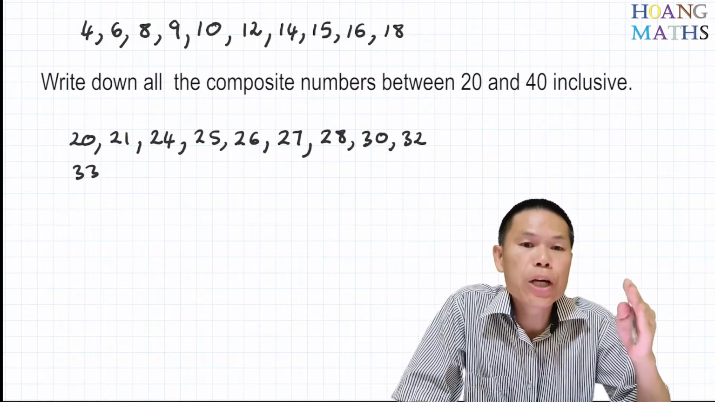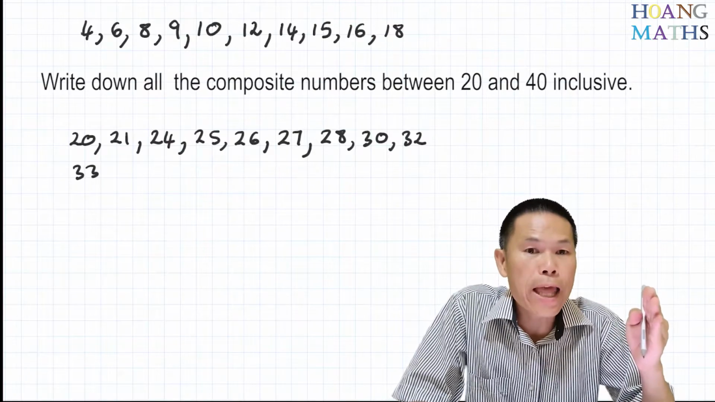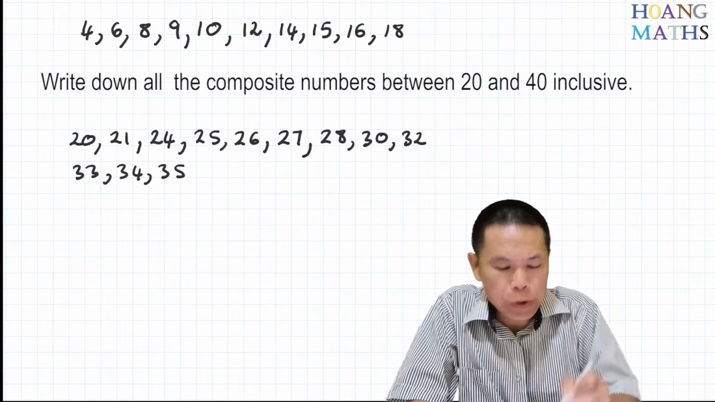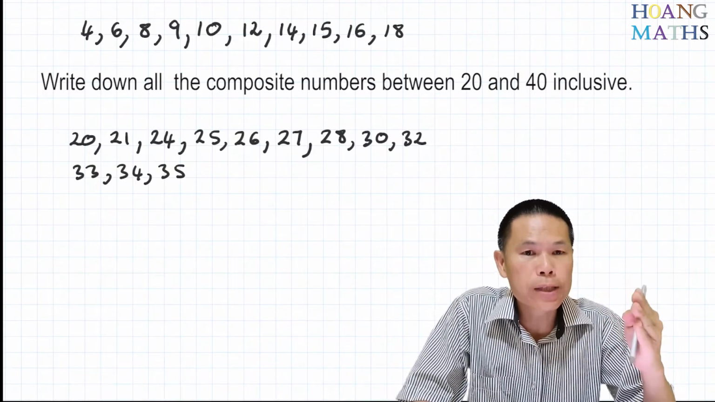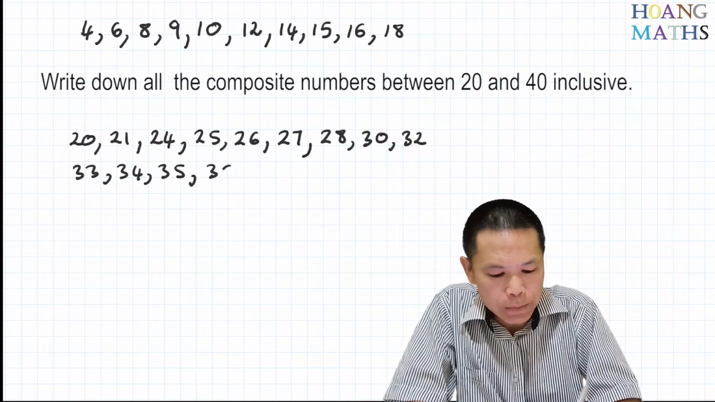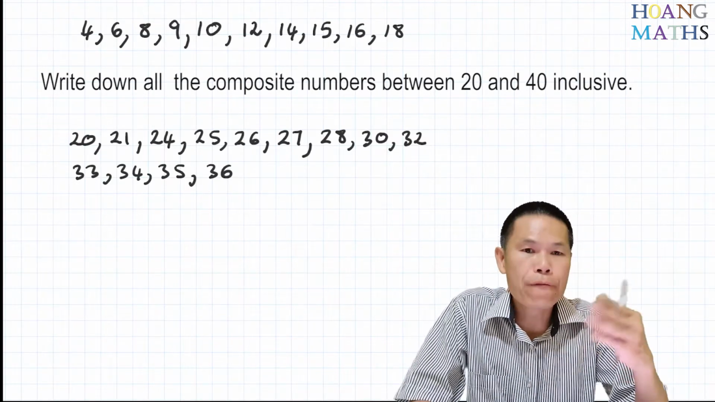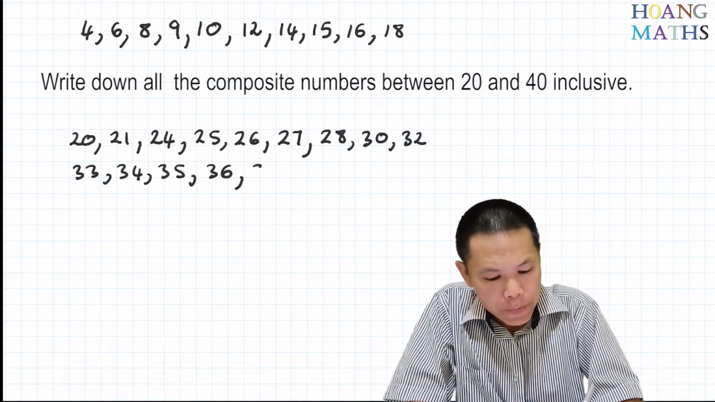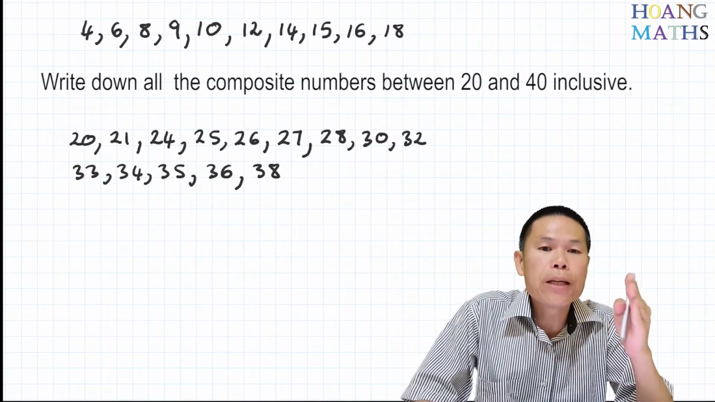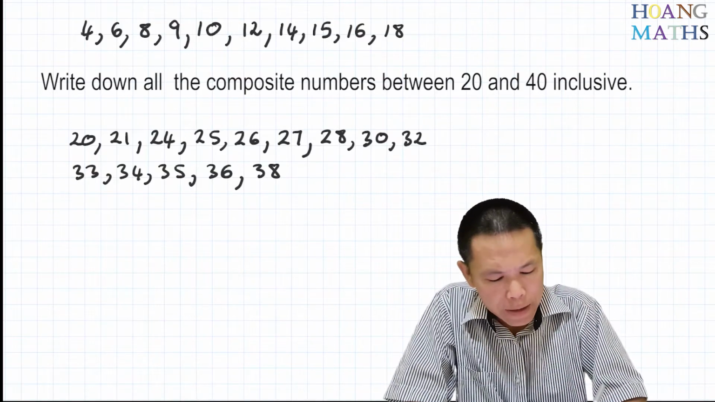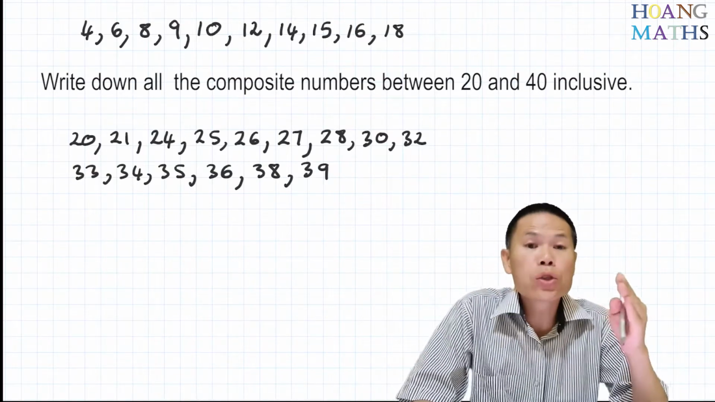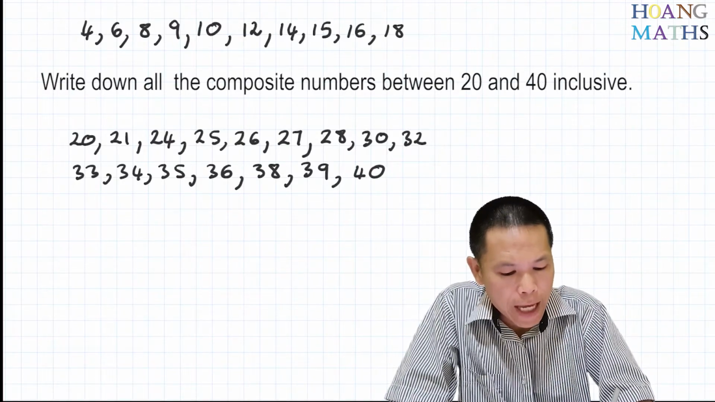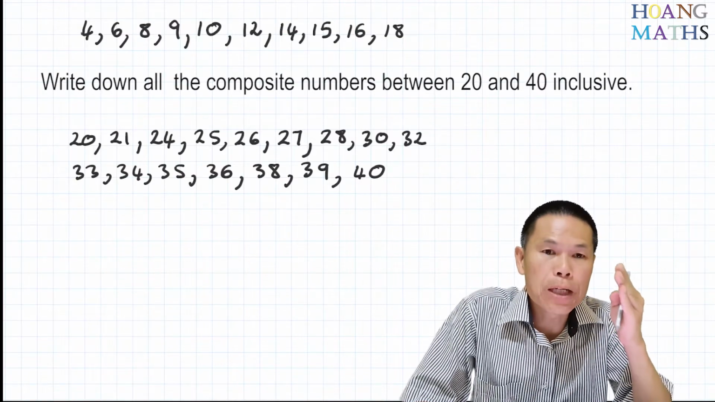33 because 33 is divisible by 3 or 11. And after that 34, 35 because 35 is divisible by 5 or 7. And 36 because 36 is divisible by 2, 4, 9, 6 and 12 and so on. And then 38 because 37 is a prime number, followed by 39 because 39 is divisible by 3, and followed by 40, that is inclusive, that means including 40.